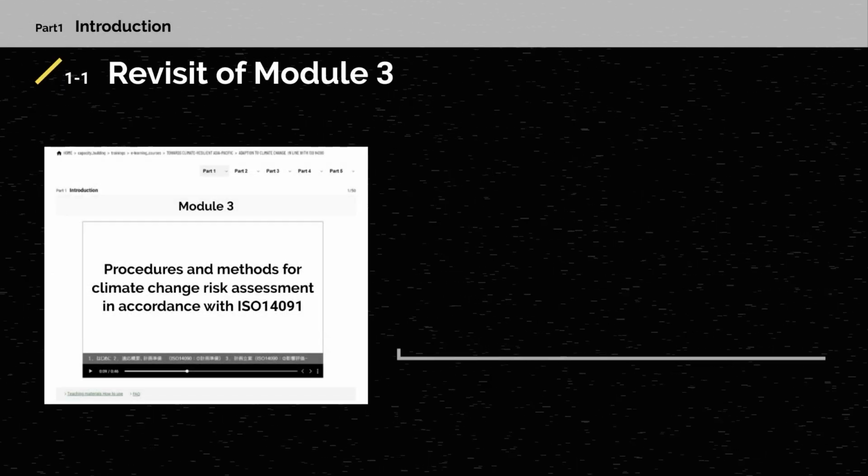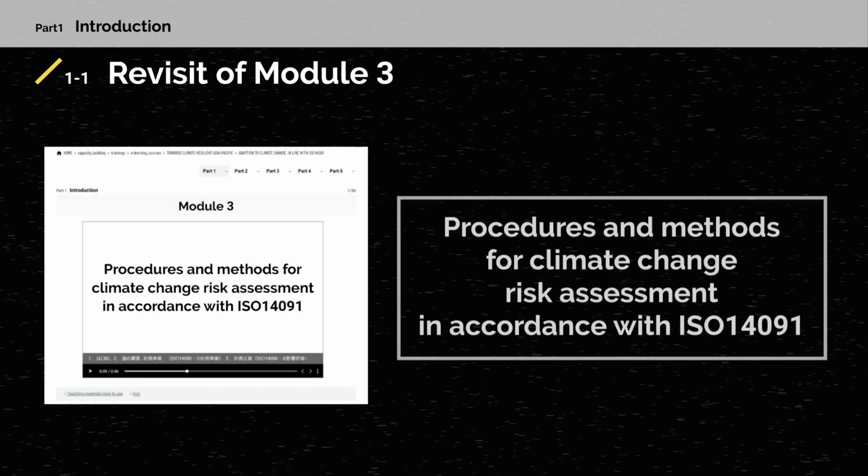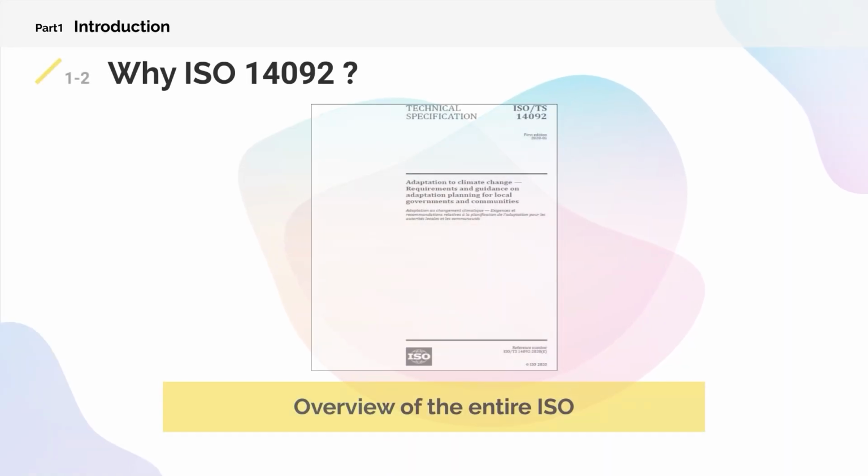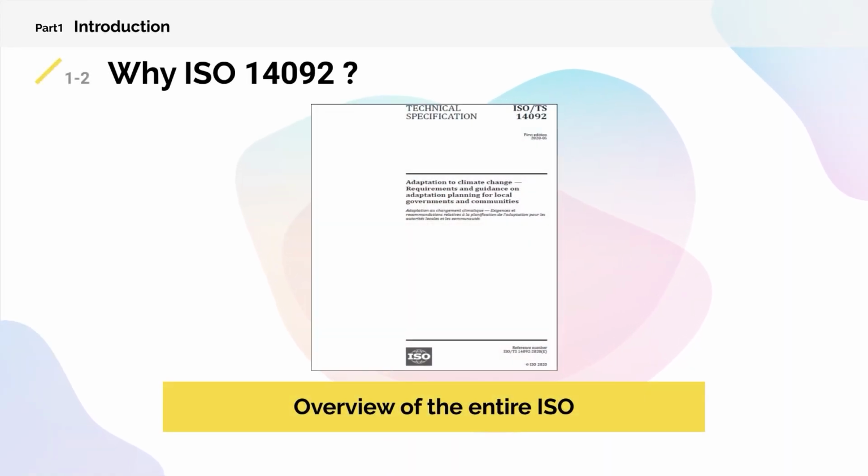Module 3 explained how the climate change risk assessment was conducted and how to use it for policy decision-making. ISO 14092 describes the entire process of adaptation planning, from developing adaptation plans to implementing the adaptation measures included in the plans within local governments and communities in developing countries. It also provides guidance on threats in local governments and communities and how to prepare for them.